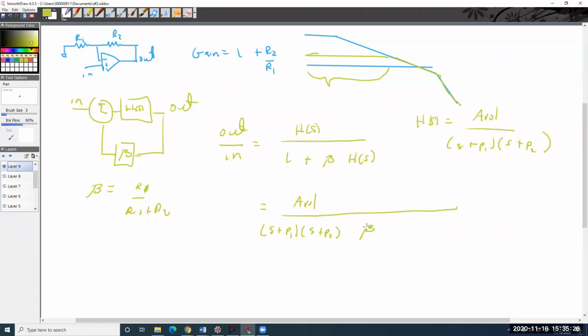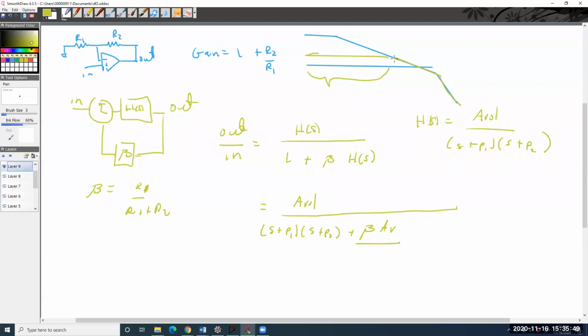Beta is going to be there. The original numerator is going to be there, right? But when I multiply through that denominator, it's going to cancel.